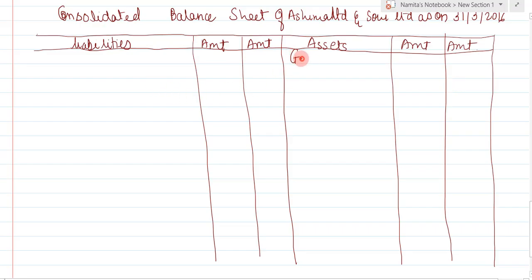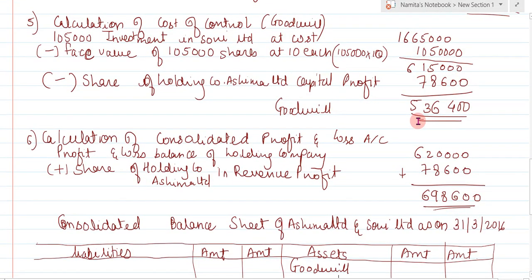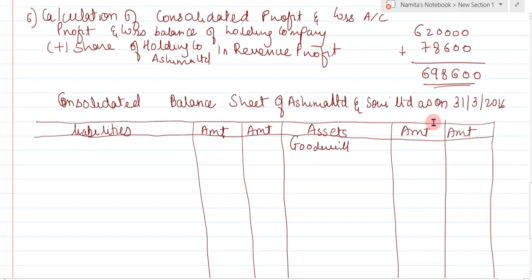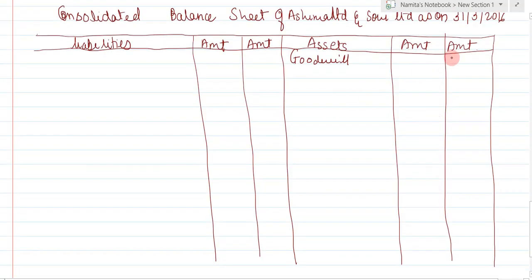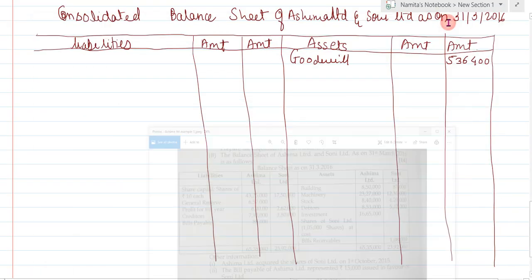First will come the goodwill. We have made the calculation. How much is the goodwill amount? Goodwill is 5,36,400. So write it in the outer column: 5,36,400 is goodwill. Now the particulars which we did not take for the working notes will come in the balance sheet. So buildings are what? Of Anshima Limited 8,50,000 plus Sony Limited 87,000.